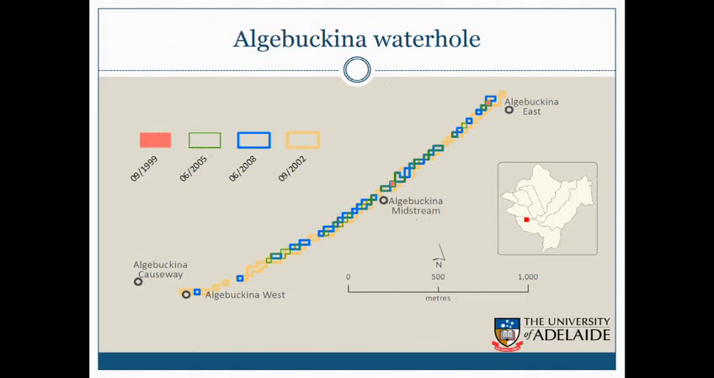Here's a cool little map that I made showing Algebacana, which is one of the main water holes over there. You can see these colours represent these different dates, and Algebacana midstream and east basically were down to 1 pixel of inundation for this rather dry period in 1999, whereas 2002 basically started connecting these areas up again, even at the end of a dry period.